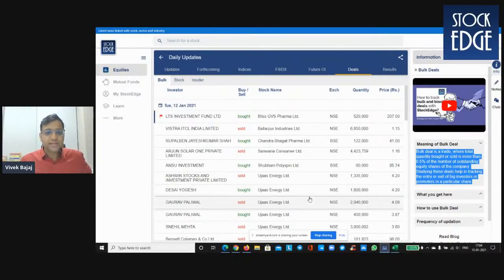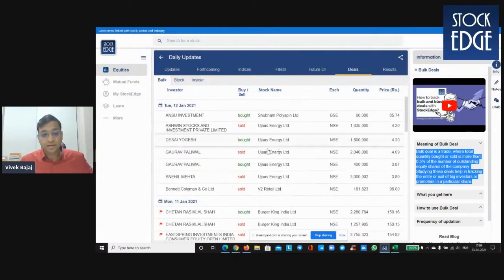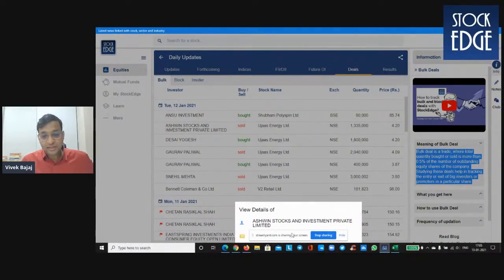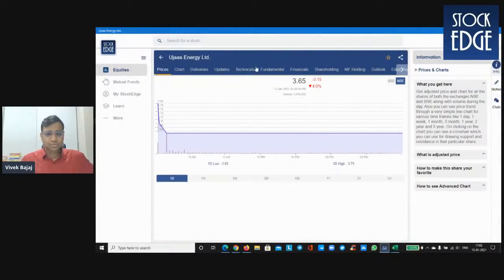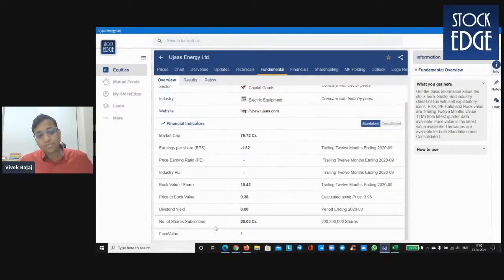Just look at the example in Ujas Energy. This is yesterday's data. Some company has bought and sold Ujas Energy shares. Let us go to Ujas Energy and see what is the quantum of equity shares this company has. Let's go to fundamentals and see the number of shares. You see, the number of shares subscribed in this company is around 20 crores. 20 crores multiplied by 0.5% is approximately 10 lakh, right?